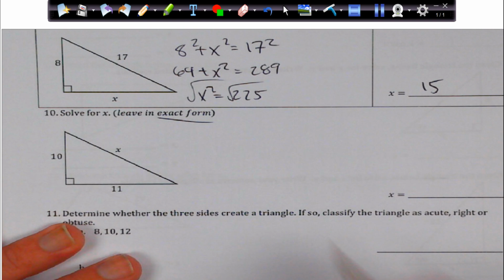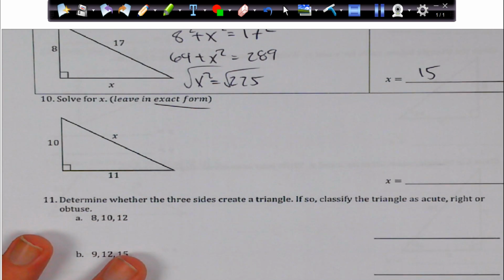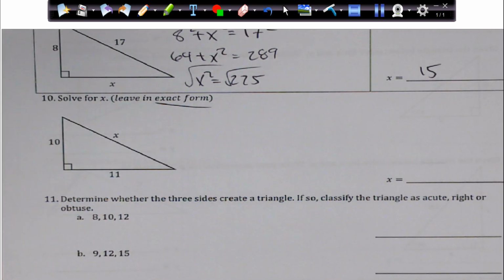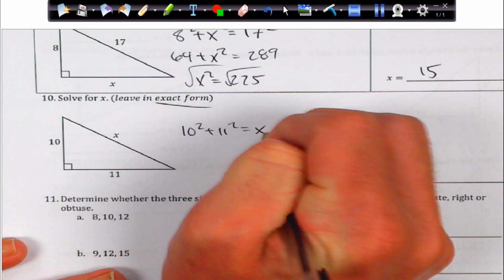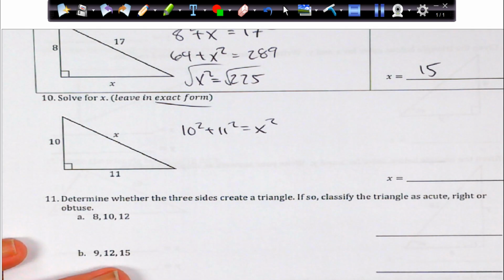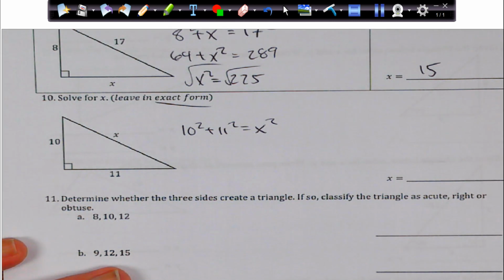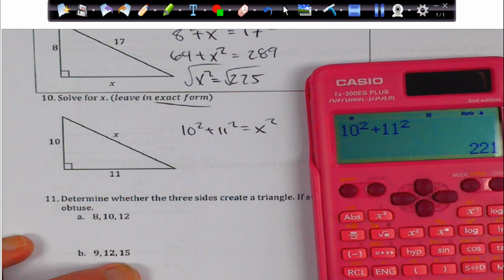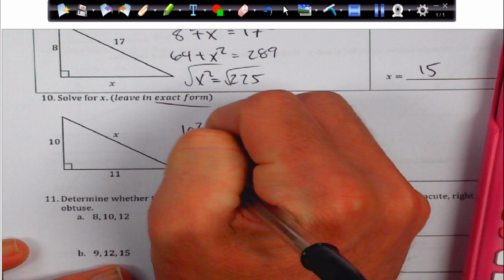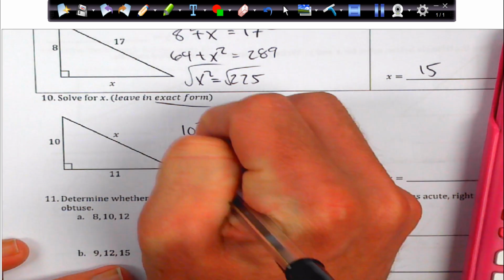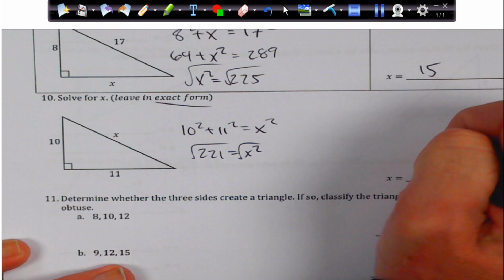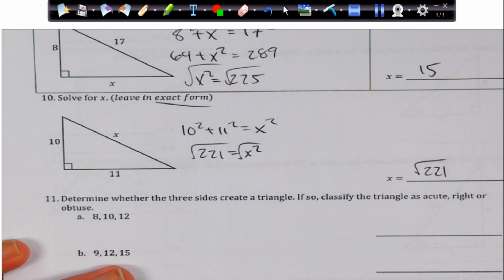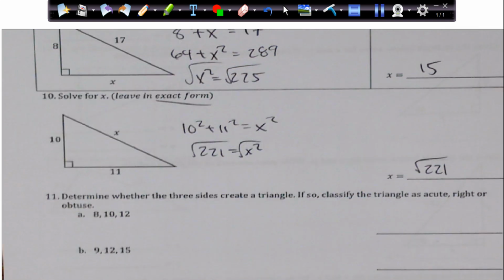All right. Leave an exact form. So exact form means I'm not going to leave it as a decimal. I'm going to leave it as a square root of some sort. So this can be 10 squared plus 11 squared equals X squared. I can plug all that in my calculator in one step, just like that. And we get 221. 221 equals x squared, square root it, and I can square root in my calculator, and it doesn't go anywhere, as I knew, but there we go. That would be the exact form, not decimal form.